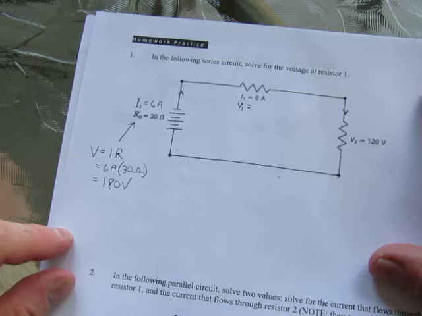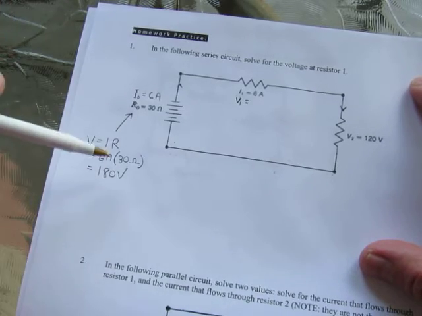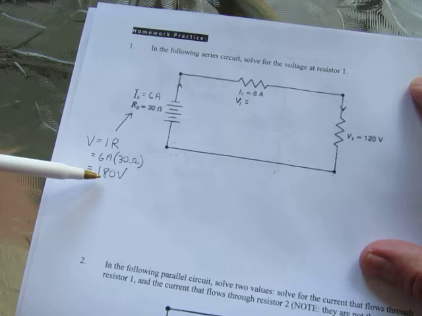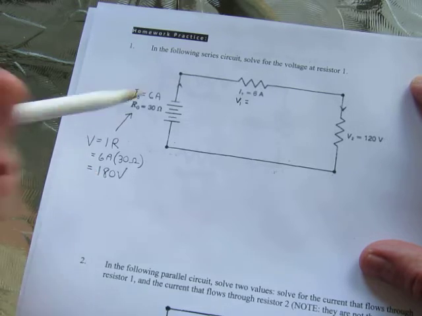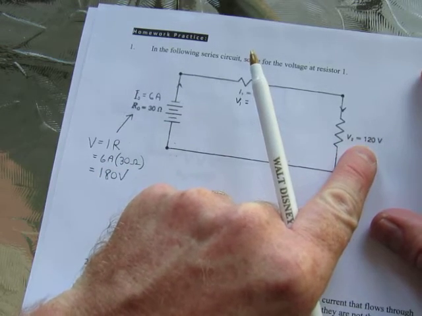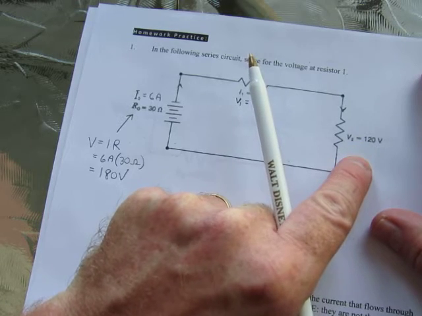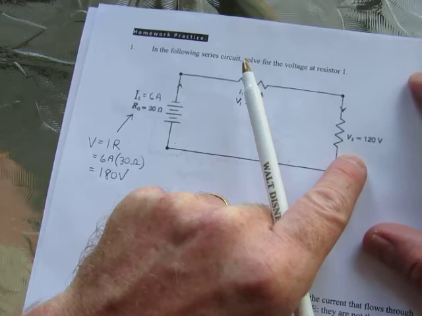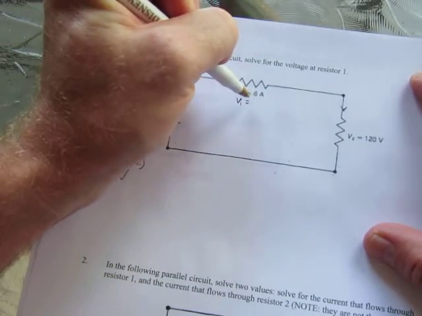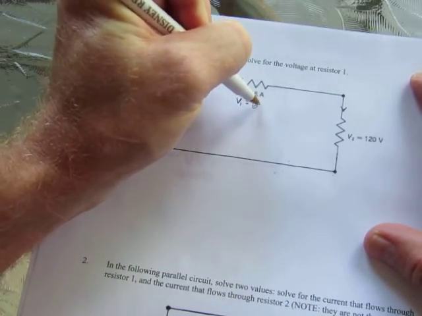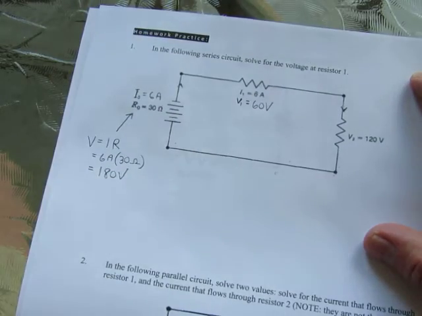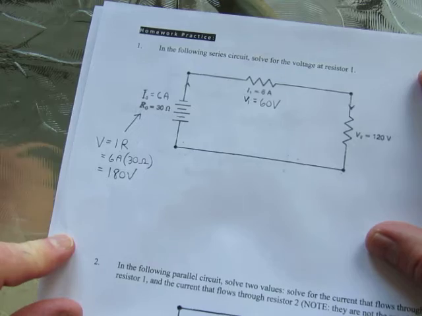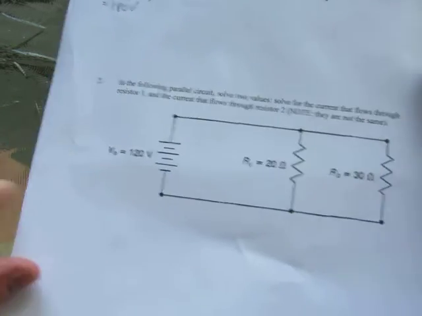Now you can very easily use your voltage rules, because that means that every electron that leaves the battery has 180 volts of energy that needs to be delivered, and 120 volts of energy gets delivered in resistor number 2. So that means that the voltage at resistor number 1 has to be 60 volts, because 60 and 120 add up to 180. And that's it for that question.